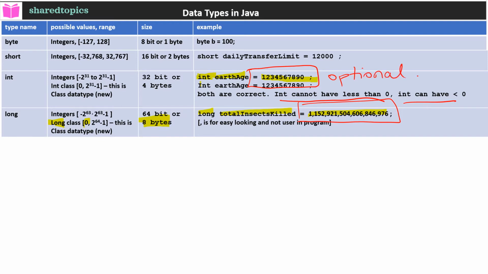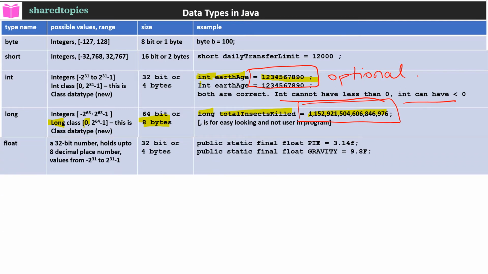Okay, moving on. Now we're going to get into decimals. The first data type in decimal is float, which corresponds similar to int. Int and float will be similar. The only difference is int will have integers, float will have decimals. They hold the same range of values, minus 2 power 31 to 2 power 31 minus 1. They occupy the same amount of space, but these can have decimal values.